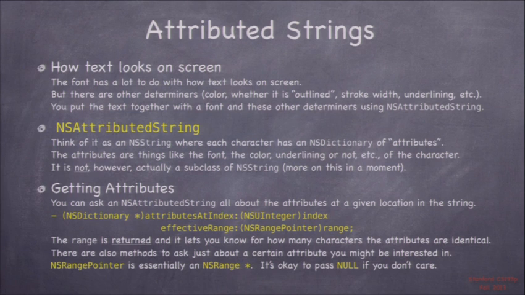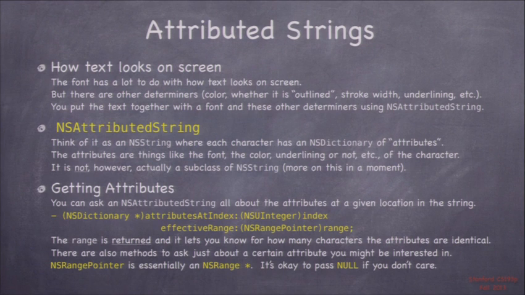This is NSAttributedString. It's immutable, not modifiable. So you cannot set the attributes of an NSAttributedString. There is a mutable attributed string. We'll talk about that in a second. So you get the attributes by calling attributesAtIndex, and it will return you a dictionary with all the attributes for the character at that index.